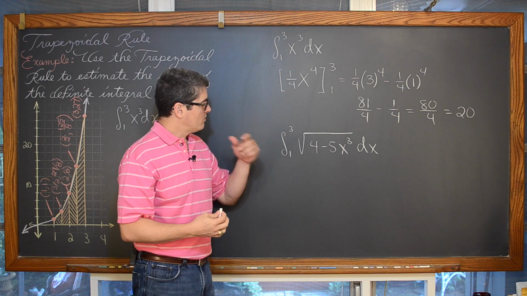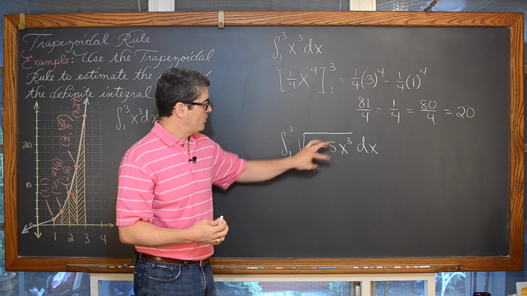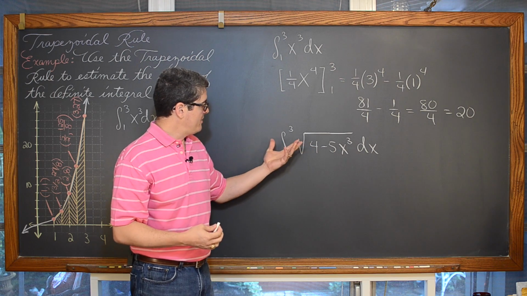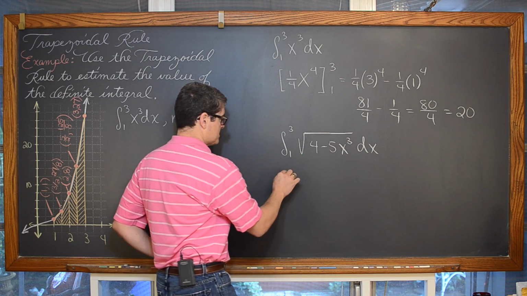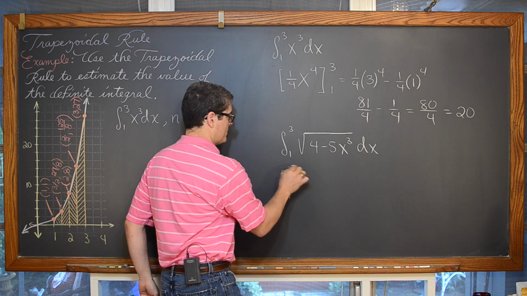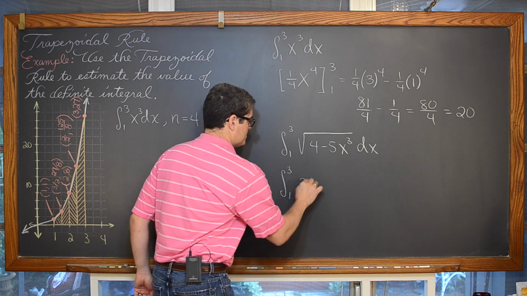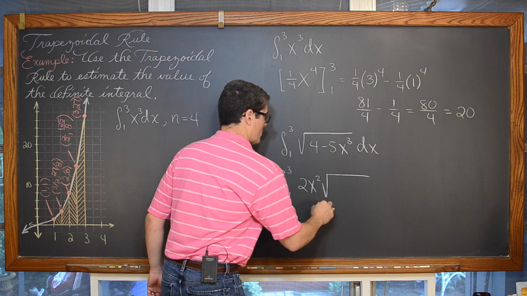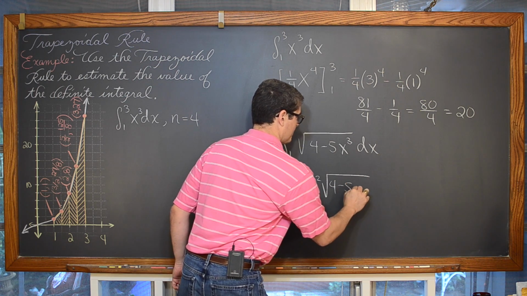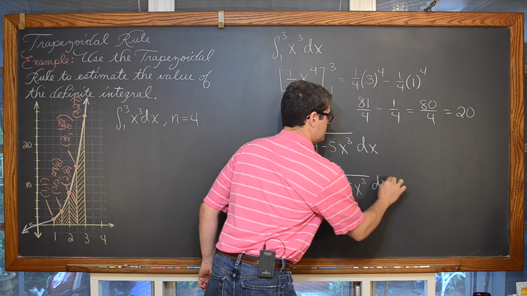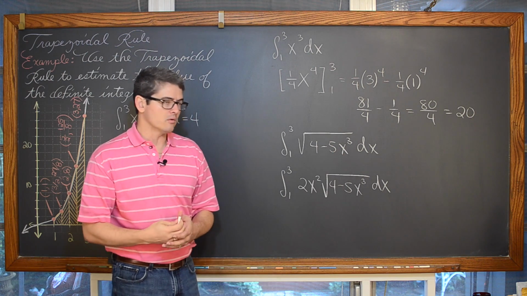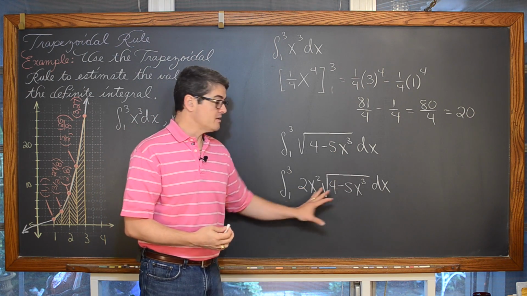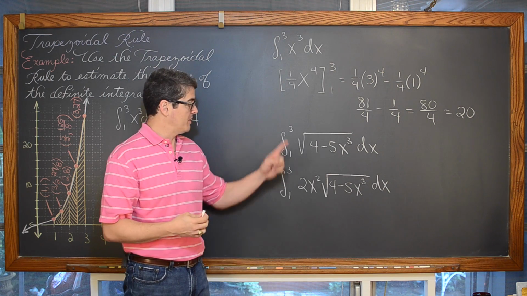So the problem is, we have an inside function in the square root here. Now, if maybe I change this problem just a little bit and say we have the definite integral from 1 to 3 of maybe 2x squared times the square root of 4 minus 5x cubed dx, depending on where you are in your calculus studies, you can do a little bit of u substitution to rewrite this expression into a form that will integrate, but this one will not.